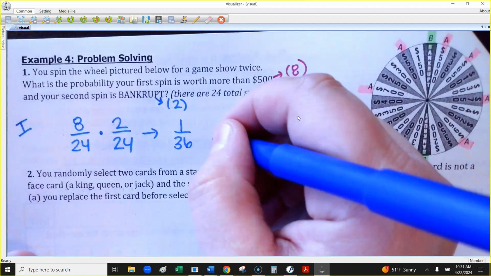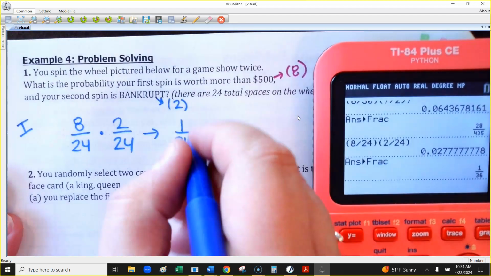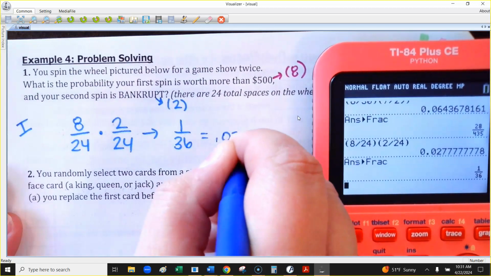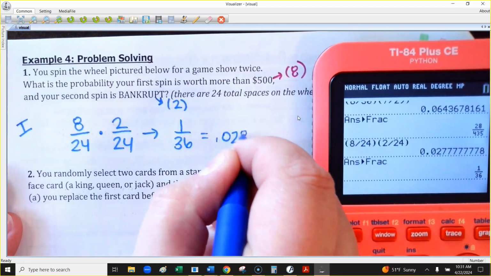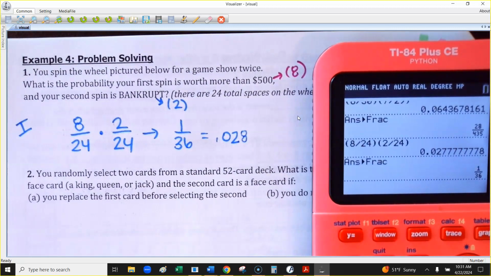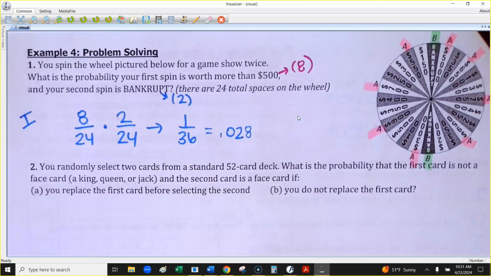I'm going to lay it down so you can see it. So it's 0.028, or for a couple decimal places out, just depending on what you're asked. So it'd be about a 2.8% chance that would happen.